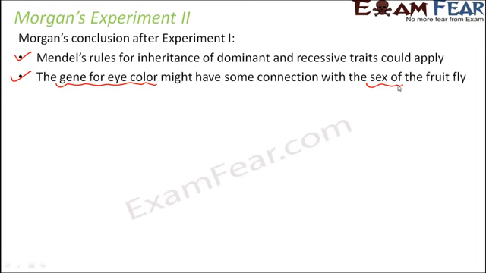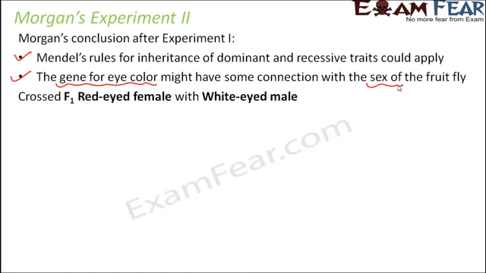So he was not sure what exactly the relation was, but he thought maybe there is some connection between the eye color and the sex of the organism. And because of this doubt, he decided to conduct the second experiment. So what did he do in the second experiment?